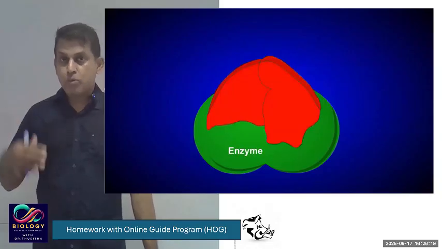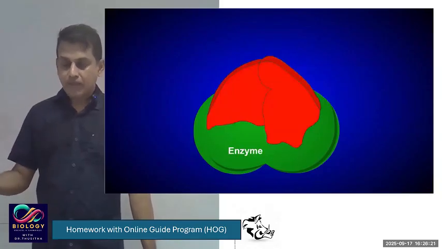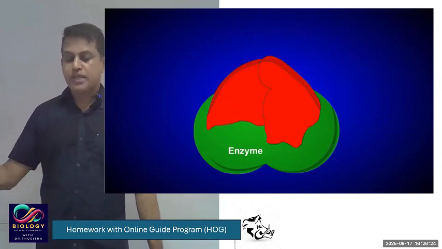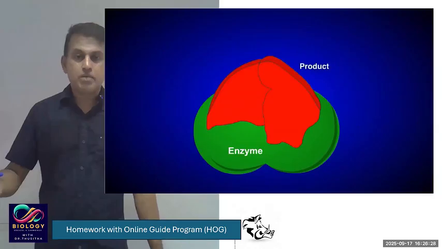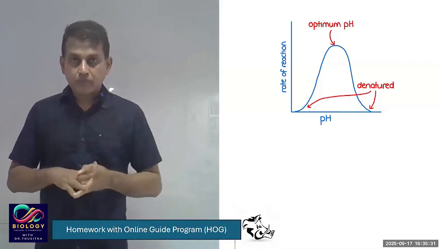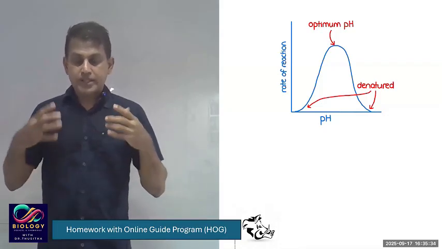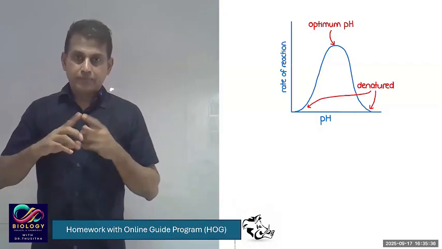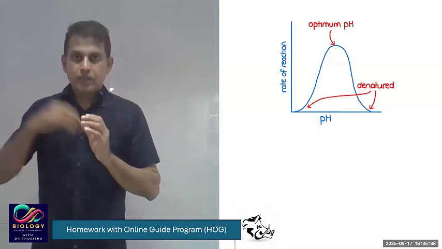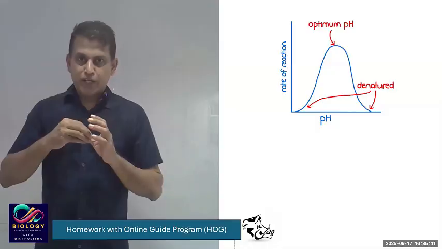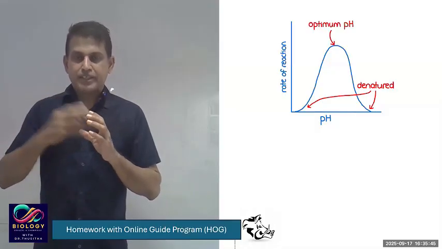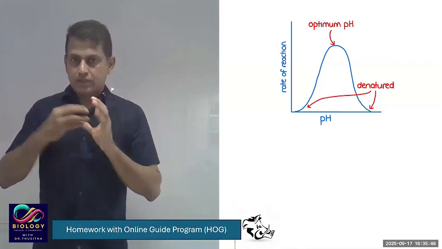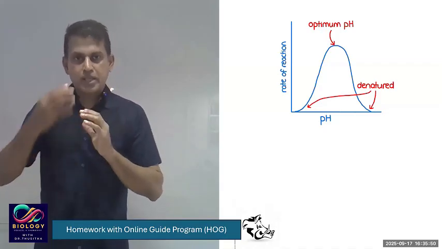Now, after substrate binds to the active site, what will happen? Substrate converts into products. Then products leave the enzyme. Enzyme is again available to catalyze or speed up the next reaction. Right, now we have learned how enzyme works. Number one, enzyme has an active site. Number two, substrate binds to the active site. Number three, substrate converts into products. Number four, enzyme is again available.